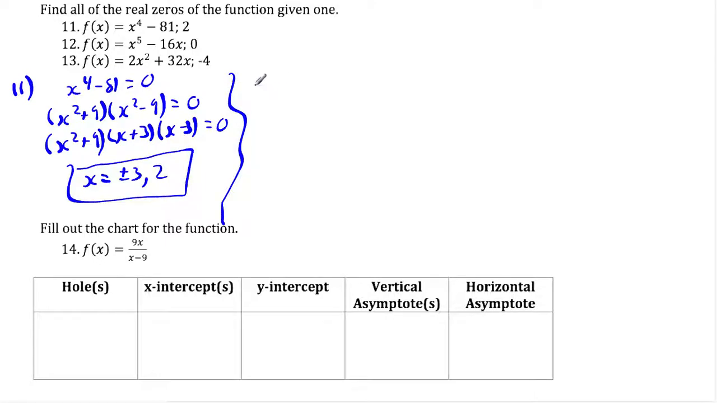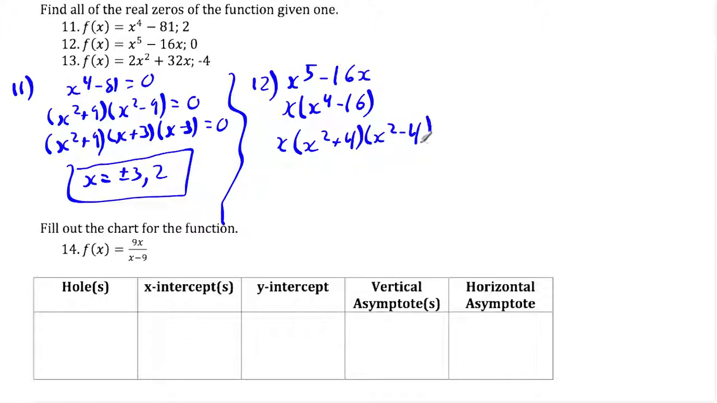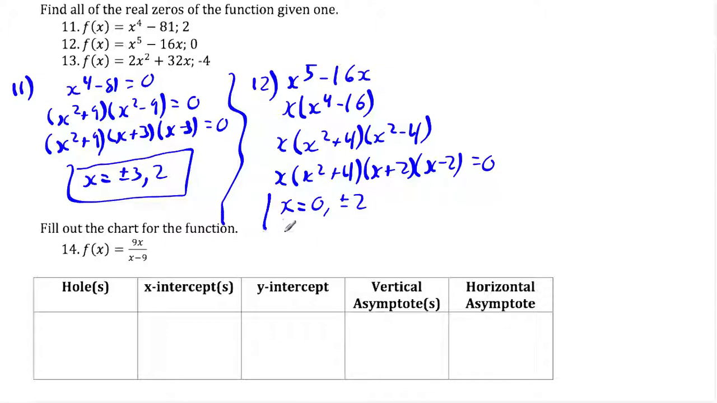The next one, yet again, we can just factor. So x to the fifth minus 16x, factor out that greatest common factor, and we get x times x to the fourth minus 16. So we get x times x squared plus 4 times x squared minus 4. That's a difference of 2 squares, so I get x squared plus 4 times x plus 2 times x minus 2. We set this all equal to 0. So we do get x is equal to 0 and plus or minus 2, because x squared plus 4 can't be 0, that would give us another imaginary value.